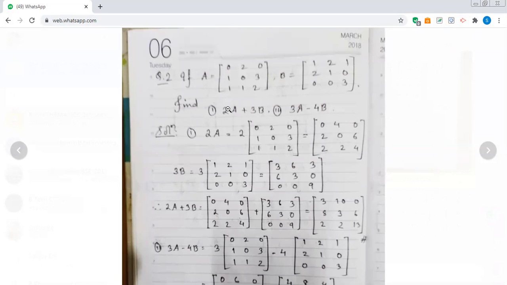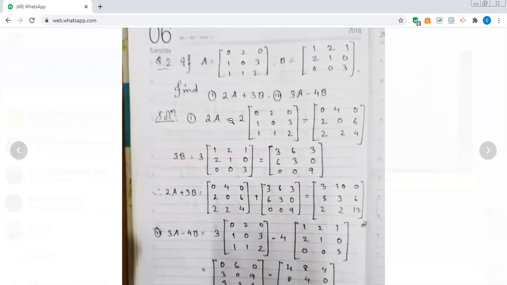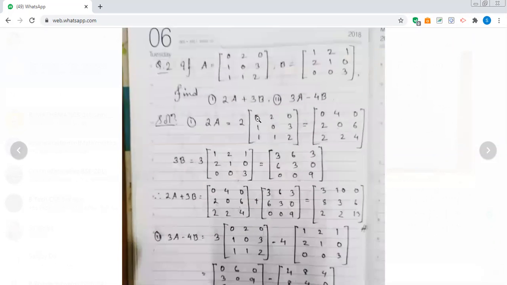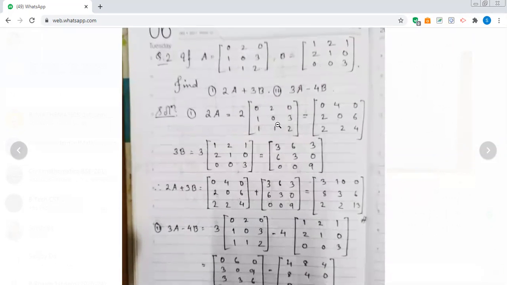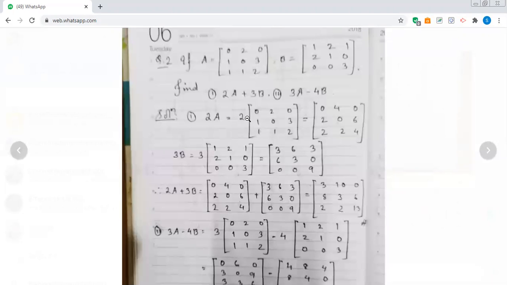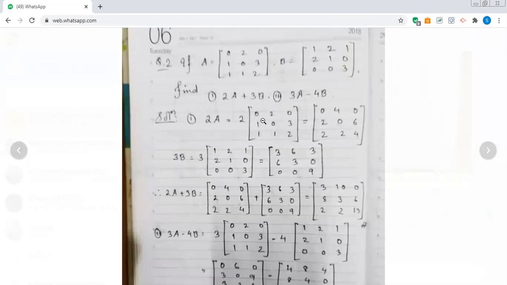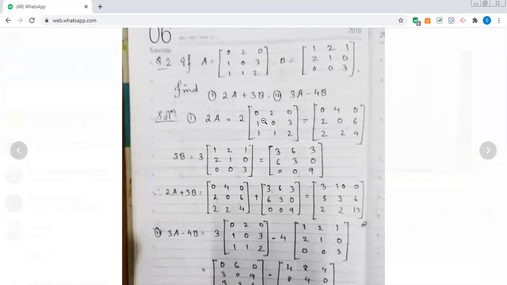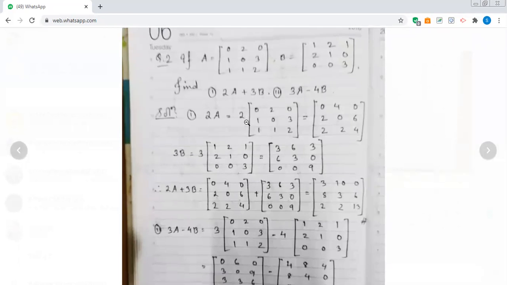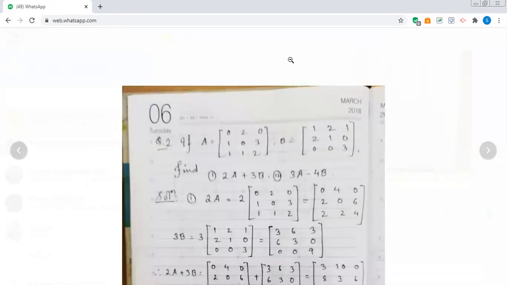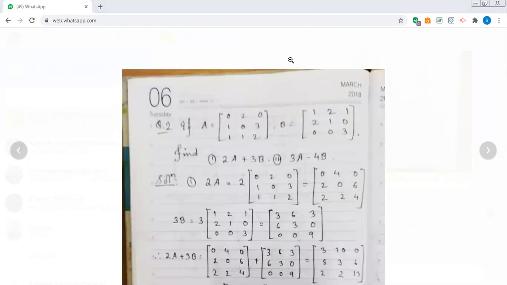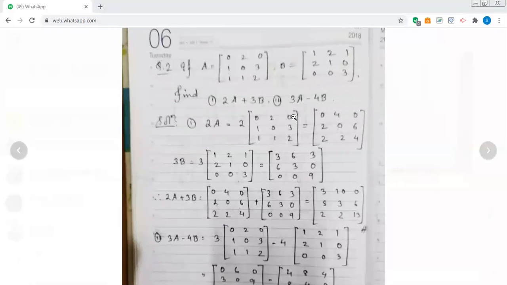Okay, so now you can see twice A equals 2 into A का value put कर दिया, this matrix 0 2 0, 1 0 3, 1 1 2. Now you can see 2 into this matrix. So 2 is a scalar. The matrix is given here. So the scalar 2 is multiplied to the matrix. Now what is the rule for multiplication? क्या रूल था? जो स्केलर है वो एवरी एलिमेंट मैट्रिक्स के साथ मल्टीप्लाई होगा, ठीक है? What is the rule of scalar multiplication? The scalar is to be multiplied to all the elements of the matrix.